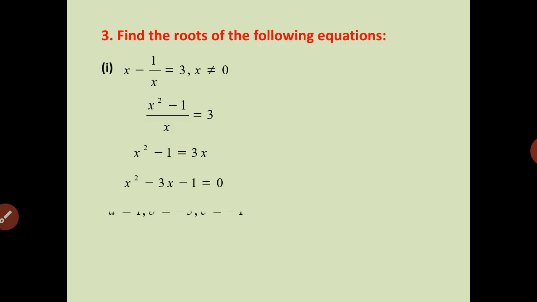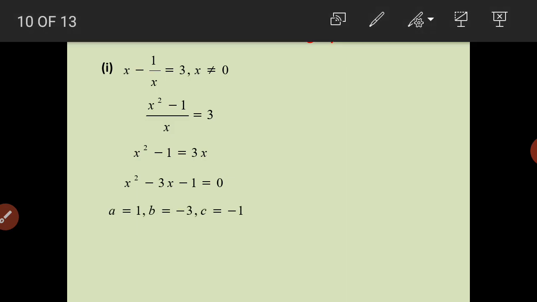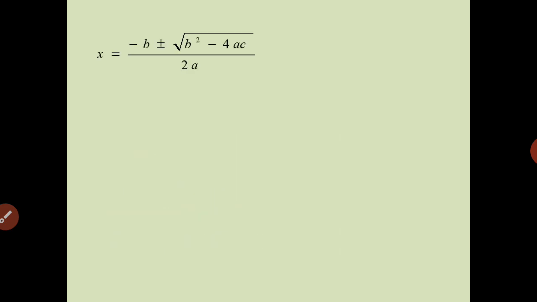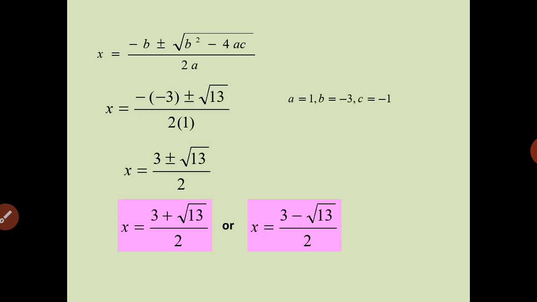You will select A, B and C. Find out b square minus 4ac. Here it comes out to be 13. So you will proceed further. It is positive, so you will get 2 distinct roots. Formula, substitution and then the final answer. Next question.